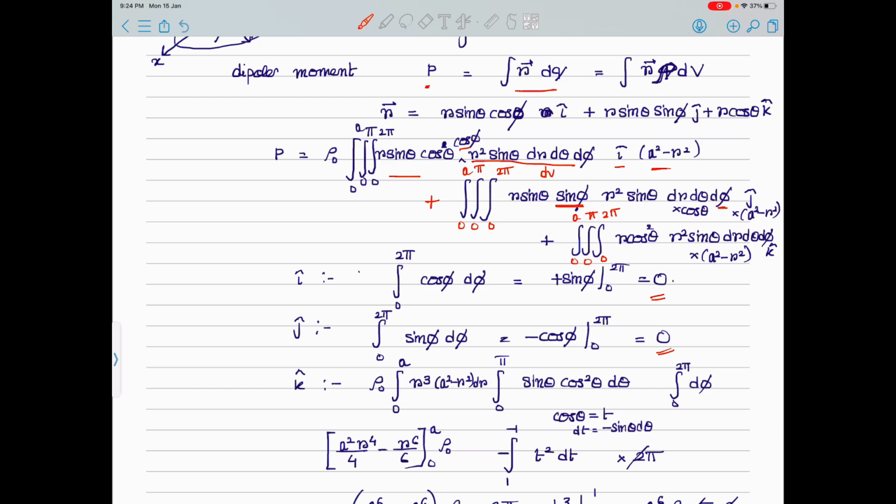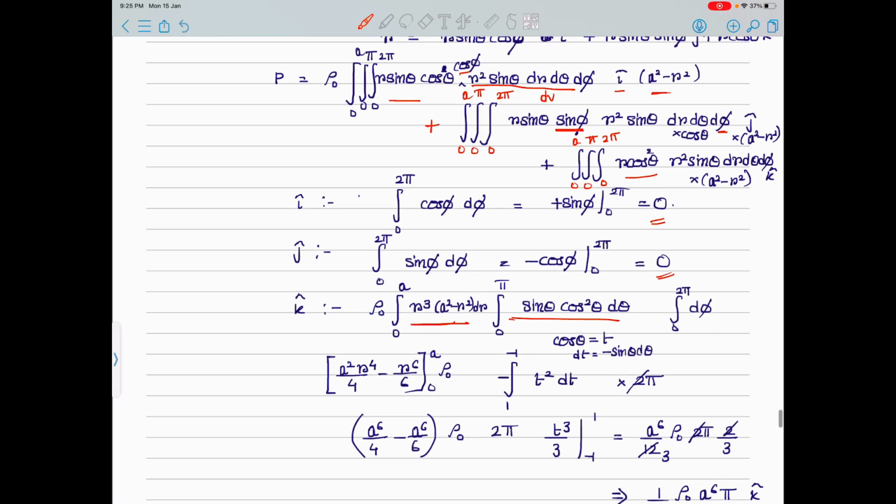In the k cap integral, there is no phi term. So the d phi integral will give you 2 pi. In the theta term, you have sin theta cos square theta d theta, which is the integral from 0 to pi. And from 0 to a, we integrate r cube times a square minus r square dr. And rho naught will be outside because it's a constant.